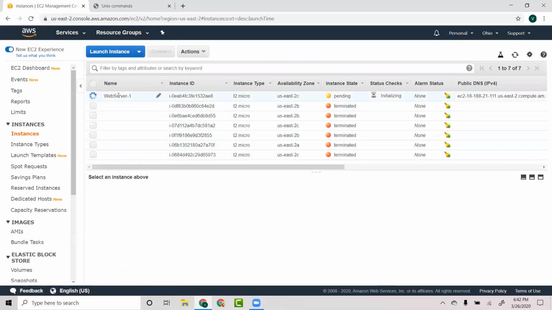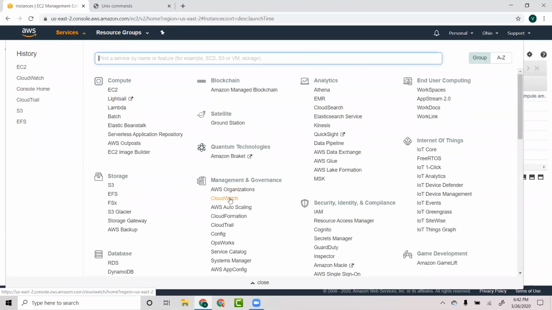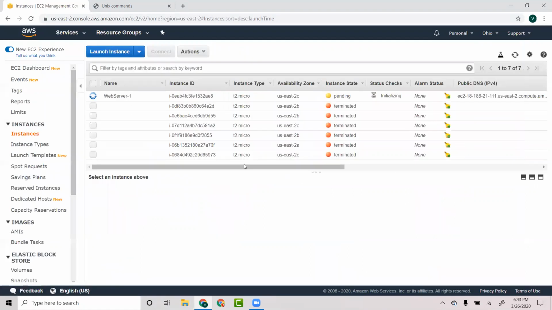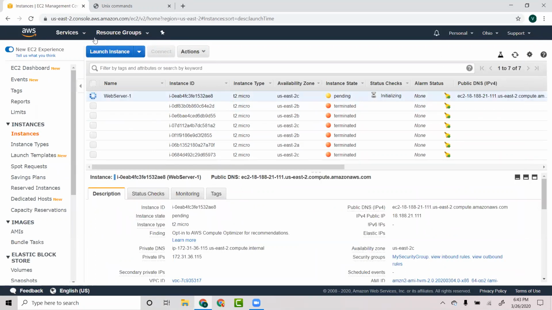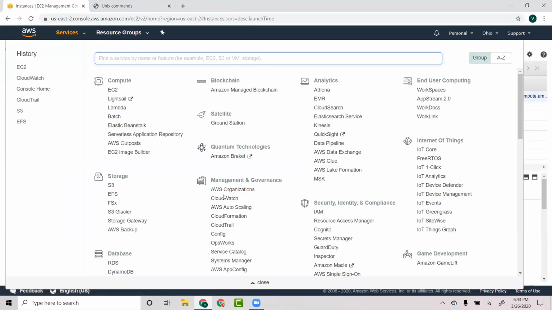So this is the EC2 instance. It's coming up. Now let's go ahead and go to CloudWatch. Oh, by the way, before we go to CloudWatch, let's get the instance ID. Is there an instance ID? It ends with 2AE8. Okay. Let's go to CloudWatch.